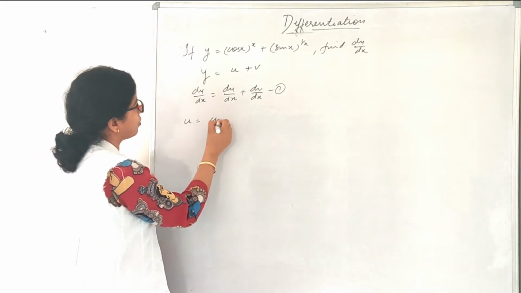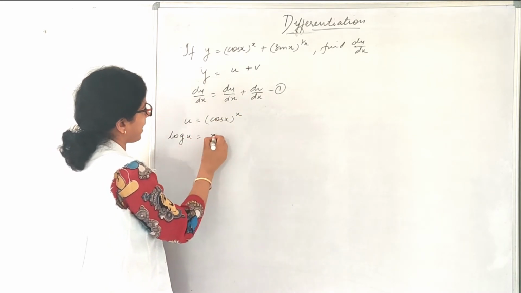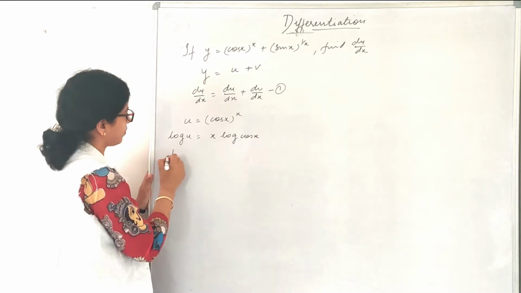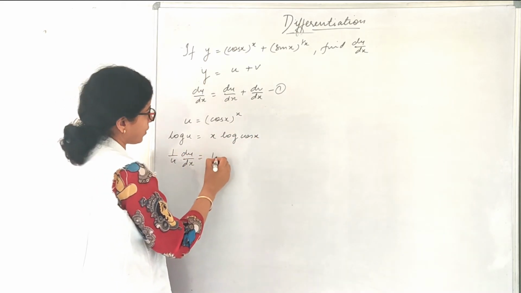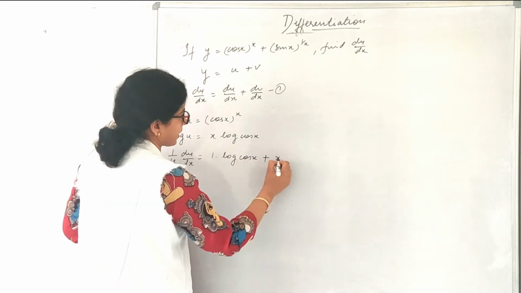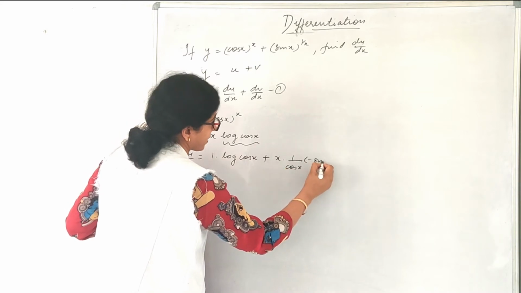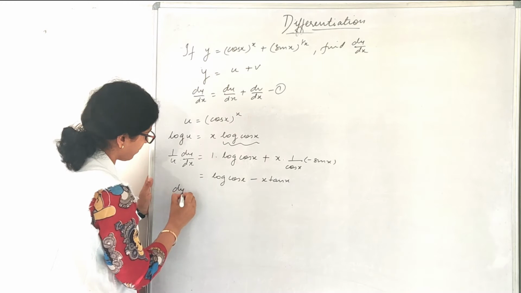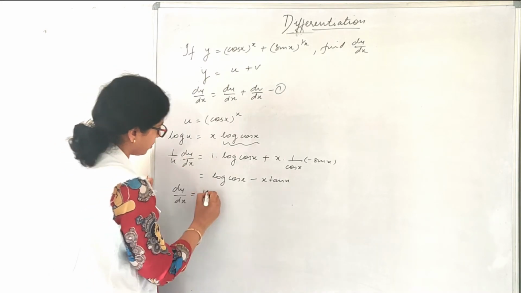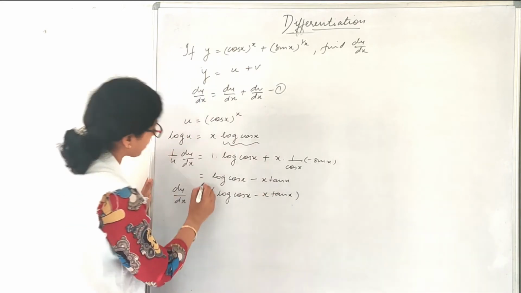u is equal to cos x to the power x. Log u is equal to x log cos x. So 1 upon u du upon dx is equal to differential of x, which is 1, times log cos x, plus x times differential of log cos x, which is 1 upon cos x into minus sin x. So du by dx equals u (log cos x minus x tan x). Substitute the value of u.